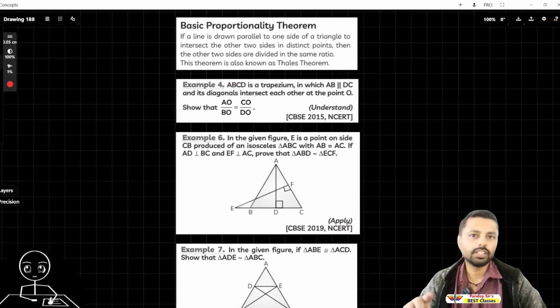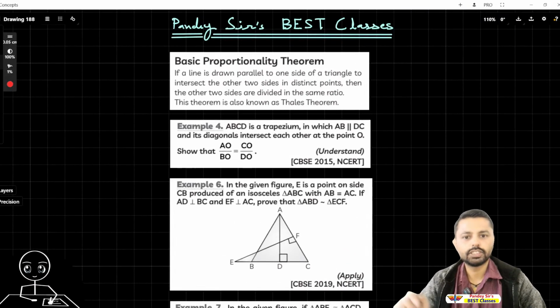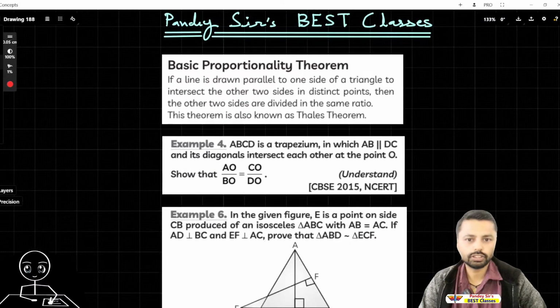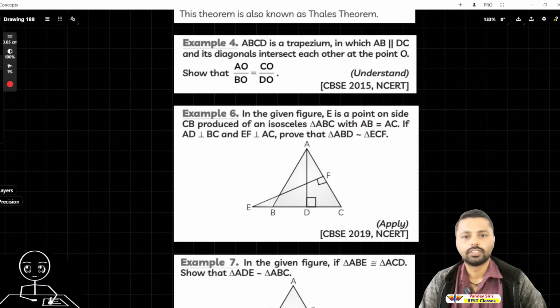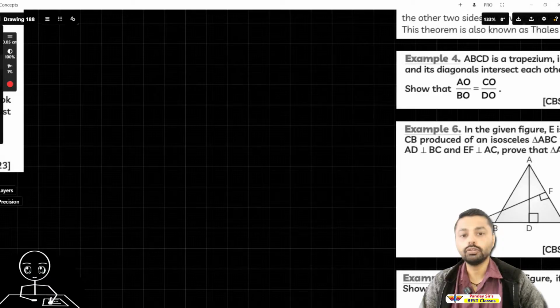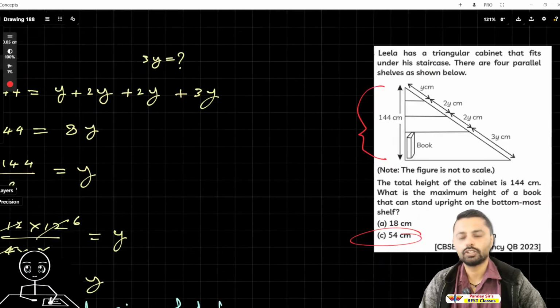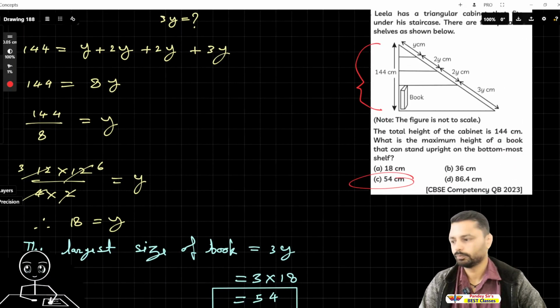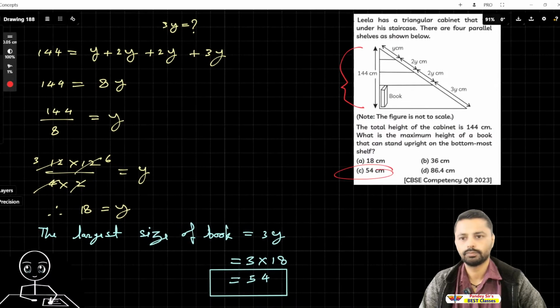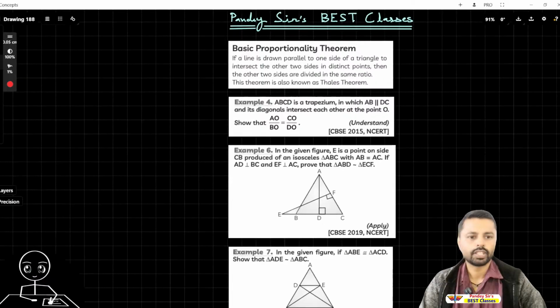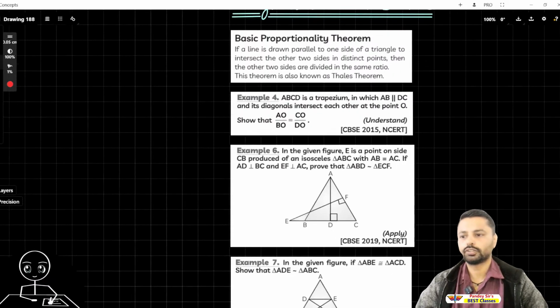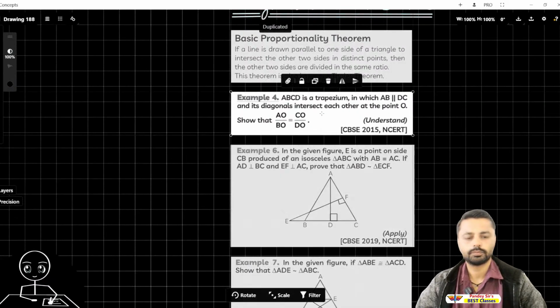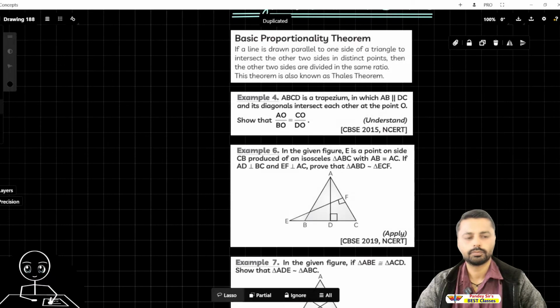This BPT I will explain in the next live class, because it is not a 1 mark question, it's a long one, so I'll tell. Now let's see the next question. Oh, by the way, you wanted to copy, no? You can copy if you need. And that's it. Let's try this question.